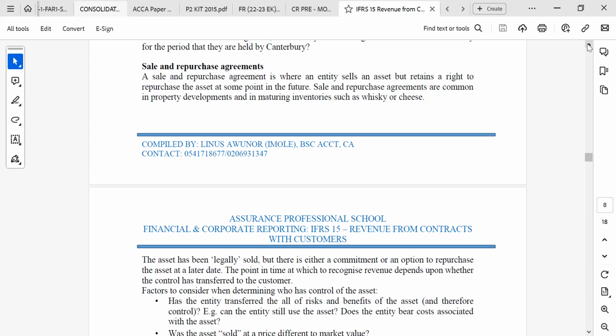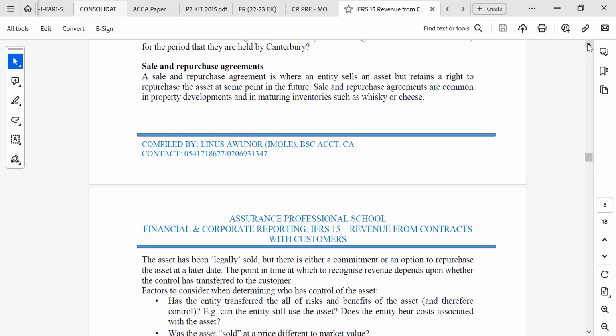The asset that you are selling and want to buy back, is it with the person that you are selling it to? If it is with the person, who bears the insurance and those costs? If it's that particular person, it means that you have sold the asset, so you can recognize revenue. Okay, so you have to ask yourself those questions.